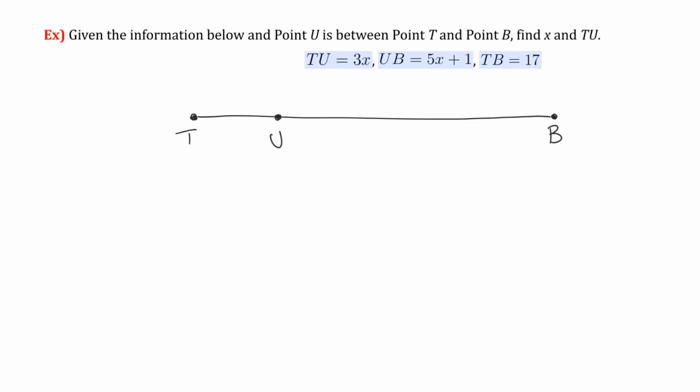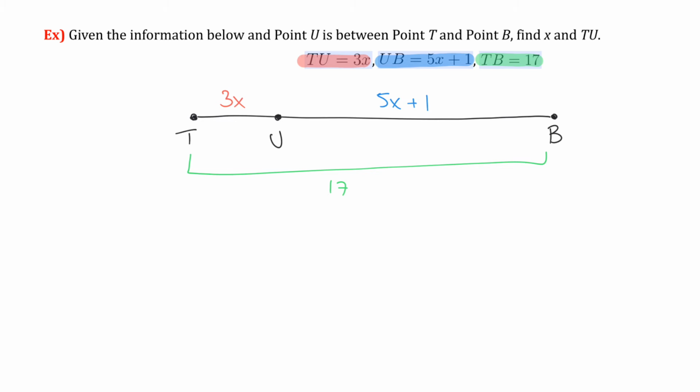Okay, now as always, we take each piece of information given and label it. So it says TU is 3x. So here is TU, going to label that with 3x. They also tell us UB is 5x plus 1. So UB is the second part of this segment, and it is 5x plus 1. The last piece of information provided for us is that TB is 17. TB is the entire segment. So I'm going to mark it like so and say that that's 17.